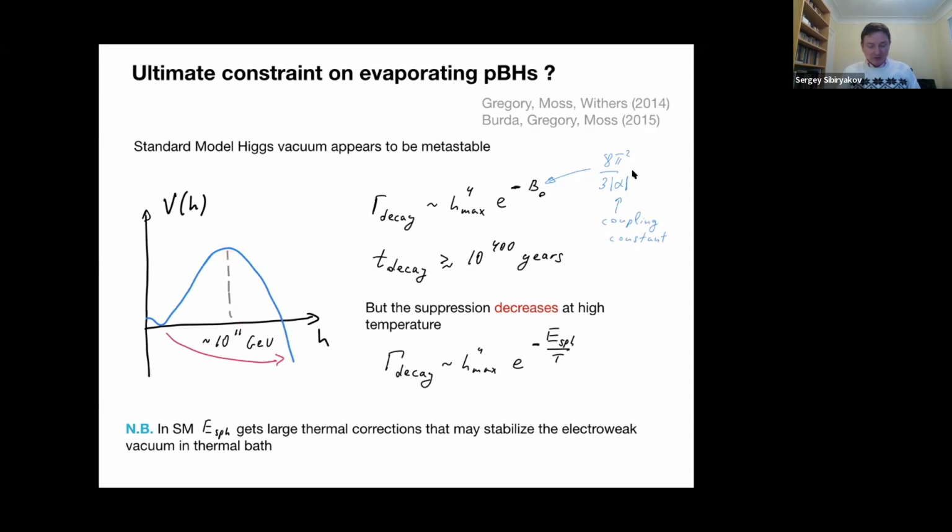If I just take this potential, that would happen at a temperature around 10 to 14 GeV. It's also true that in the standard model the situation is more tricky, because the height of the barrier actually gets large thermal corrections due to the large number of species. So in principle, this correction may or may not completely stabilize the vacuum with respect to thermal decay. That again depends on the parameters of the standard model, and is quite sensitive to some couplings that we have not even measured with enough precision so far. But the qualitative picture to take from here is that at high temperatures we in general expect the vacuum decay to be less suppressed than at zero temperature.